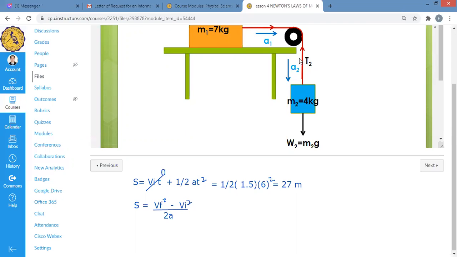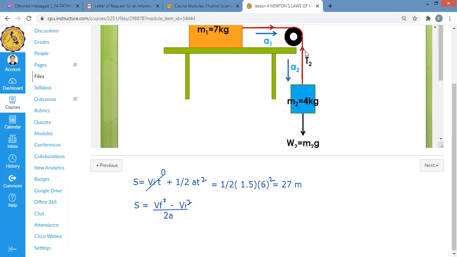What we will realize is that the acceleration A1 of our box M1 here will be the same in value as that of the box that goes downward. So the accelerations A1 and A2, since they are connected by a string, will be equal in value.